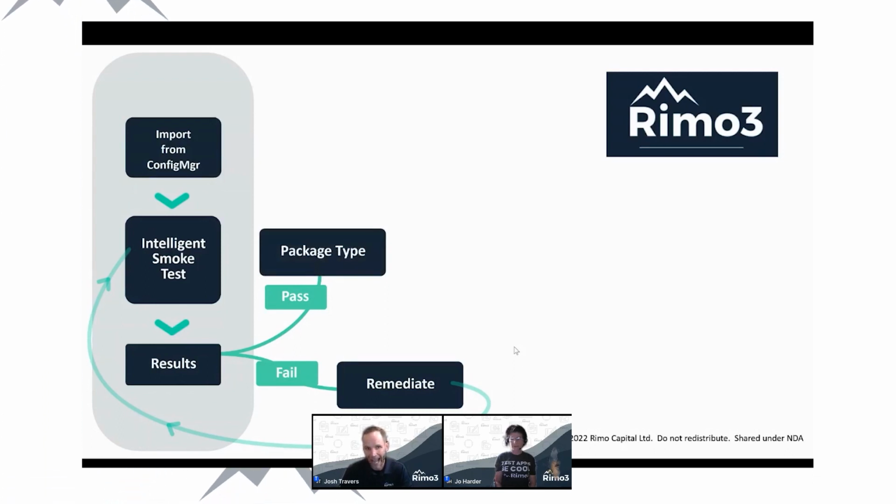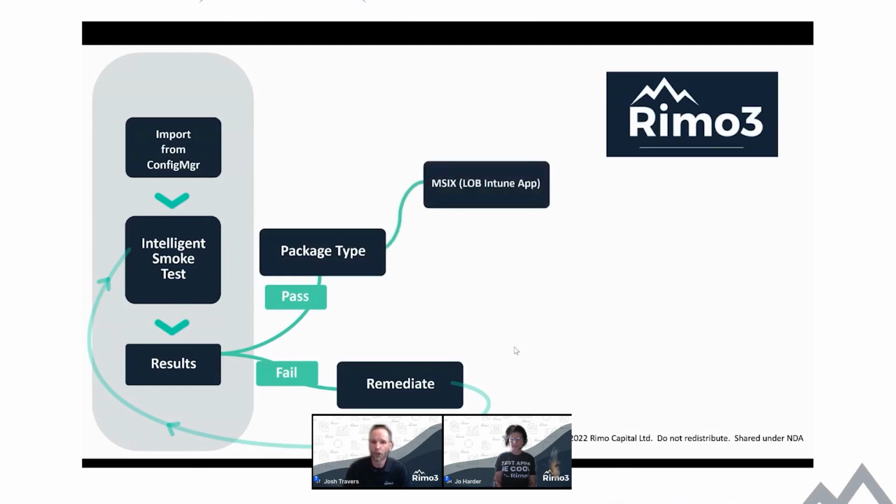Now, this is where it gets very interesting, because if we are able to successfully test the application, then we look at the application package, and Remo3 has introduced conditional logic as it relates to the export of Intune. So if we're able to successfully convert it and validate that MSIX package on a modern operating system, we're going to export that as an MSIX line of business app into Intune.